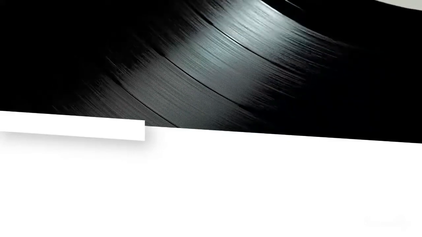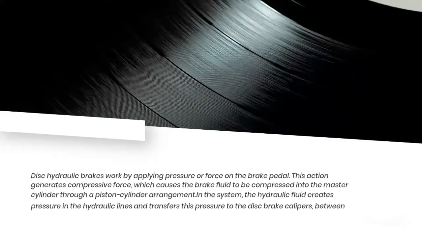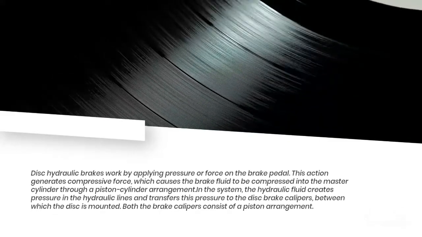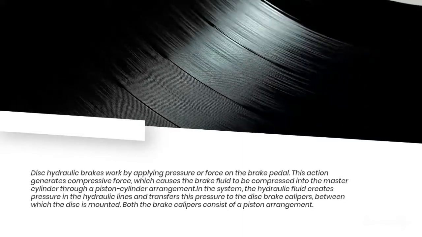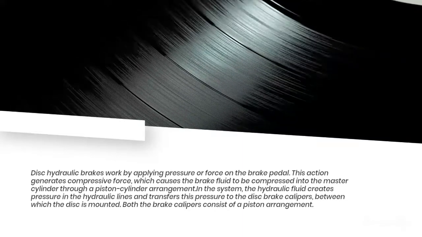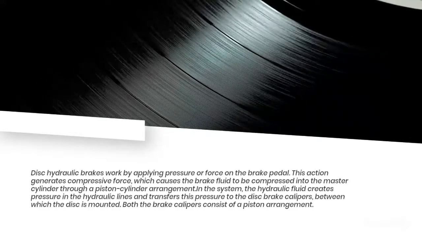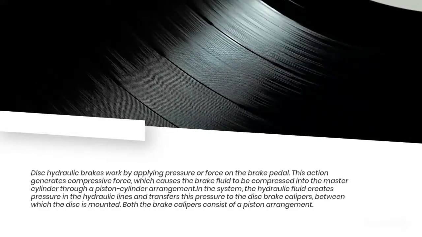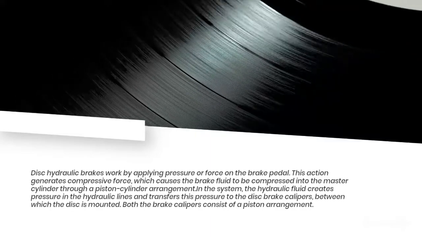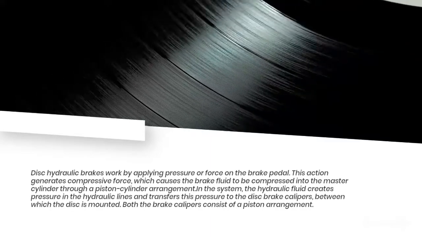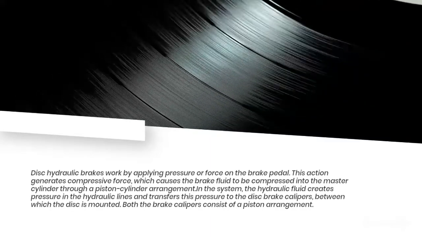Disc hydraulic brakes work by applying pressure or force on the brake pedal. This action generates compressive force, which causes the brake fluid to be compressed into the master cylinder through a piston-cylinder arrangement. In the system, the hydraulic fluid creates pressure in the hydraulic lines and transfers this pressure to the disc brake calipers, between which the disc is mounted.